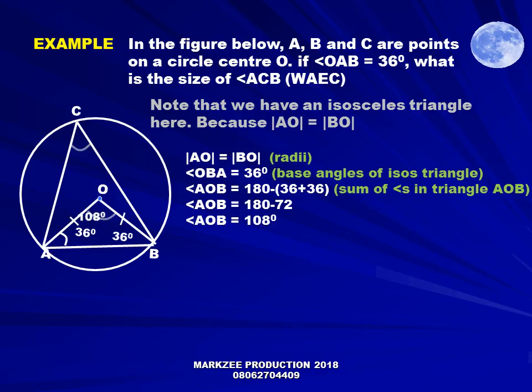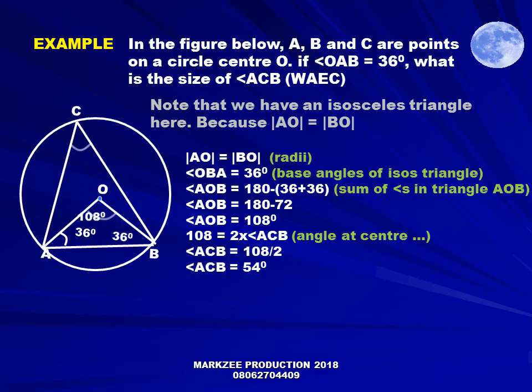So that angle at center, okay, can you see that? One is at center, one is at circumference, and they are from the same arc. So AOB, angle at center, is 2 times angle at circumference. Okay, and AOB is 108. So by the time we divide both sides by 2, ACB will be 54 degrees. Okay.